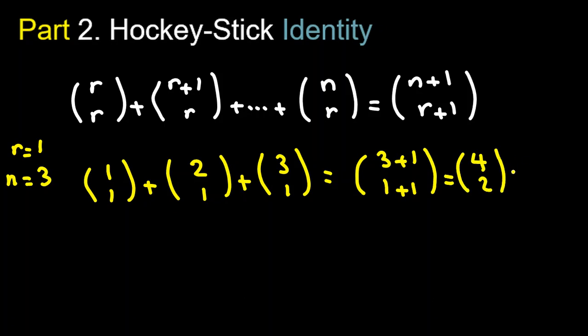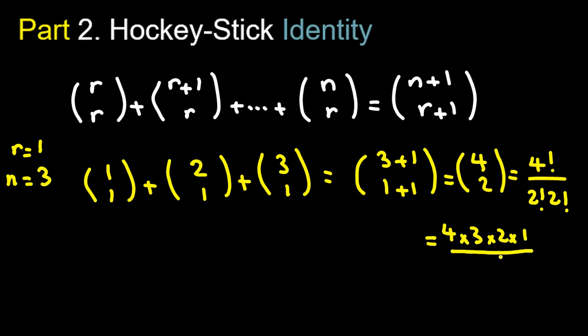And by part 1, if you calculate, it will be 4 factorial over 2 factorial, 2 factorial. If we simplify 4, 3, 2, 1, in the previous part, we calculated that. It will be this over 2 times 1, 2 times 1, and if we cancel, it will be 6.